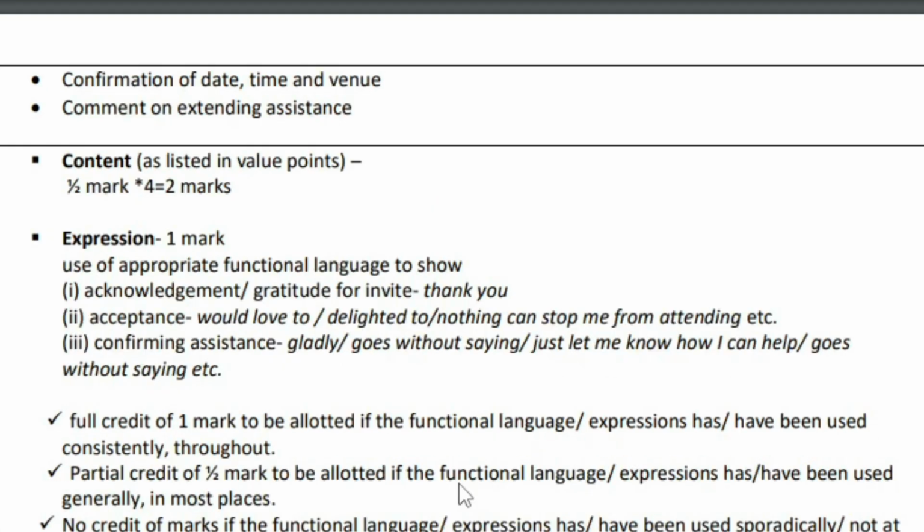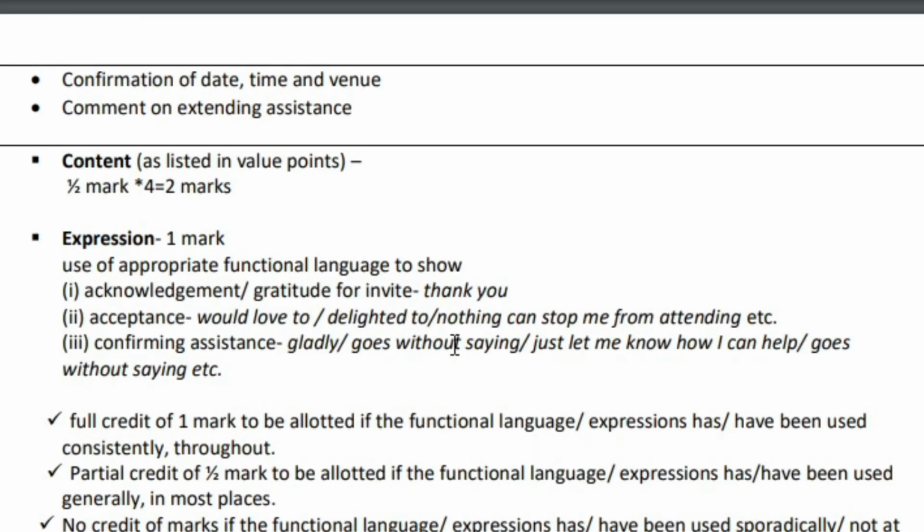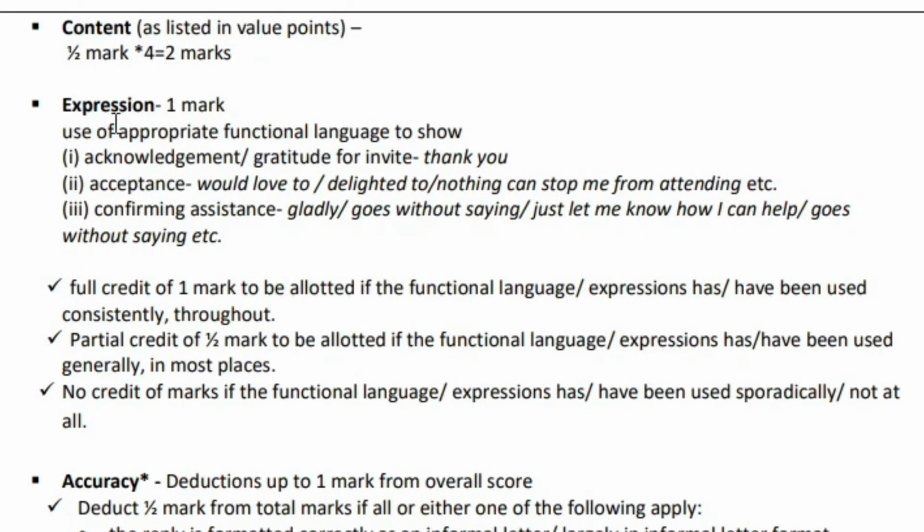And now see this, they have given some information, content as listed in value points, half mark into 4, that is 2 marks. So content means it has 2 marks, but it is divided into half mark into 4. Let us see what this is. And expression for 1 mark. So what is expression? Use of appropriate functional language to show acknowledgement, gratitude for invite, thank you, all these things you have to write. Acceptance, would love, delighted.